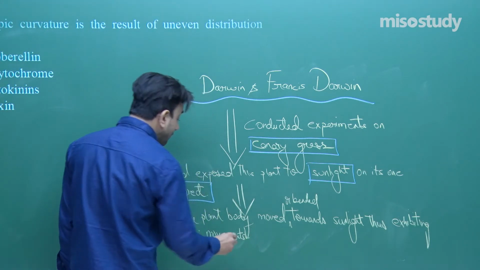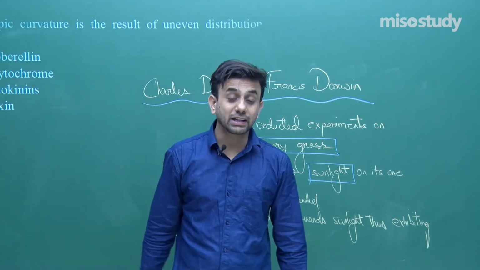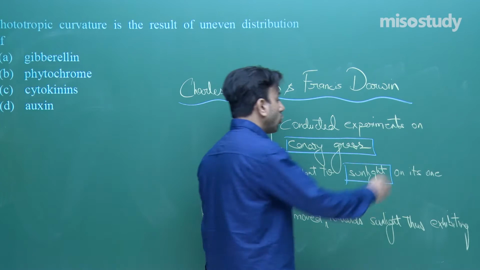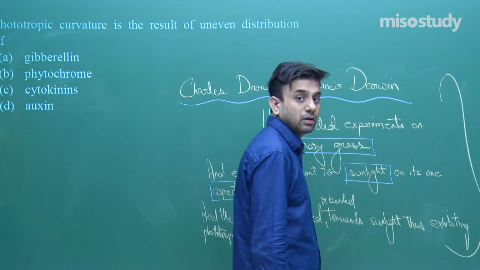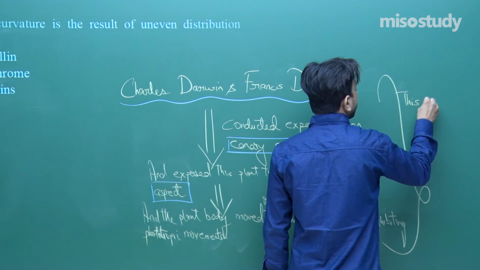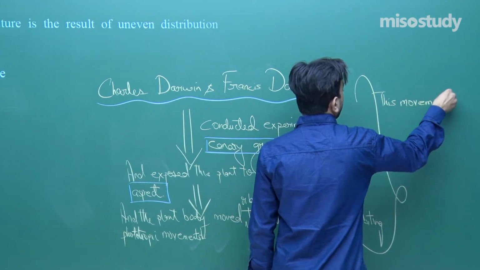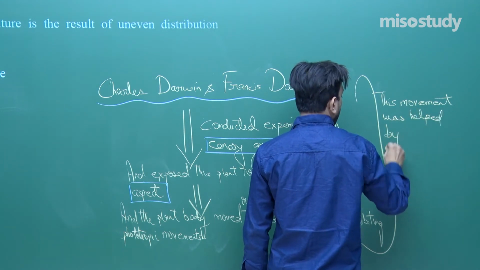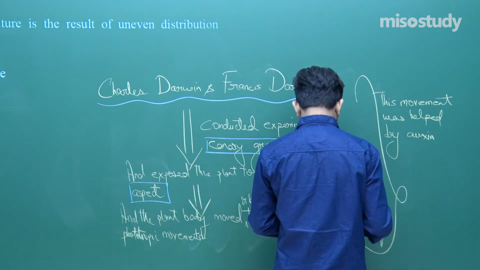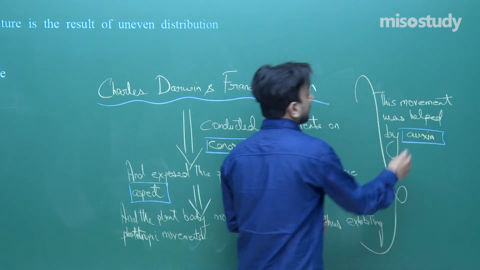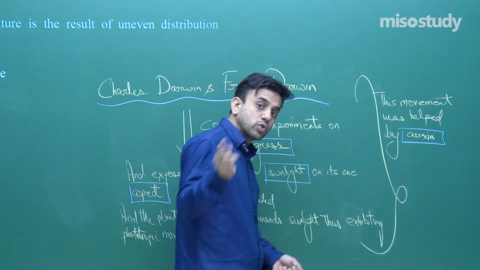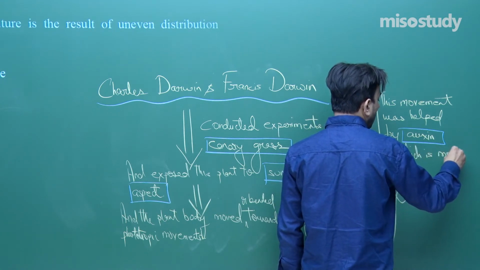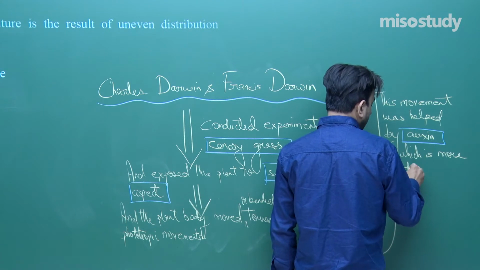So that part which was more in the apical part, that was the auxin. That was the auxin which was helping in this movement, right? So this movement was helped by auxin, which was there in the apical region, more predominated in the apical region.